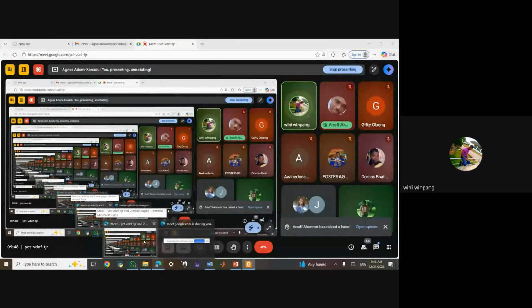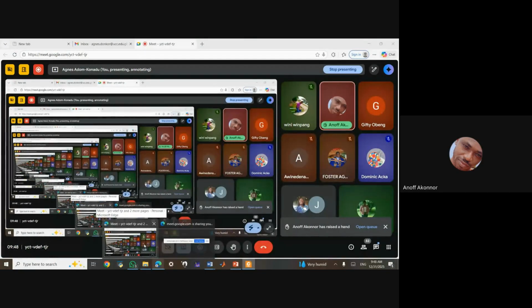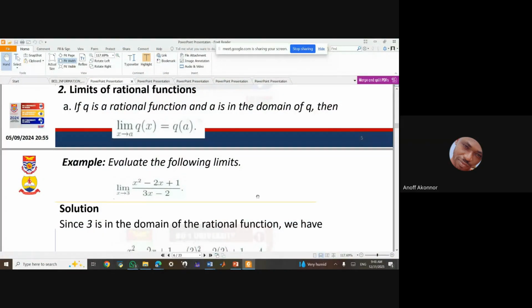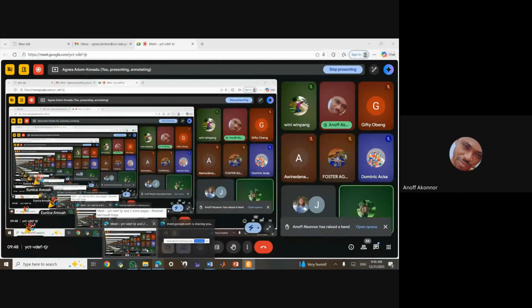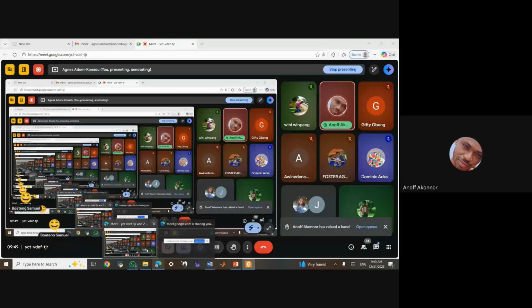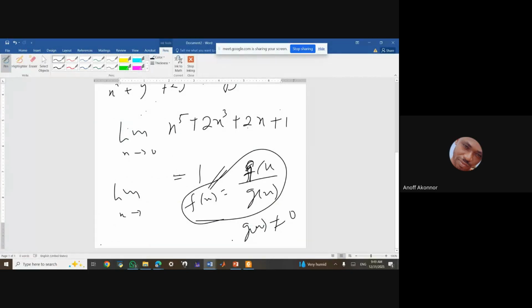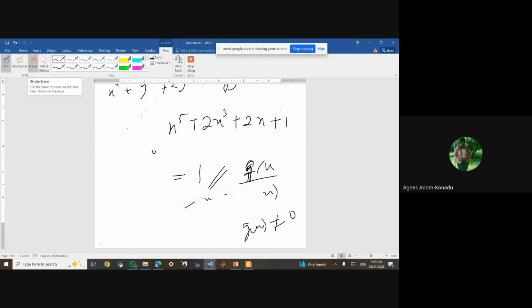Madam, it's 3x minus 2. The domain, 2 over 3. Madam, it is x such that x belongs to the set of real numbers, x is not equal to 2 over 3. Please come again. The domain will be x such that x belongs to the set of real numbers. Let me write.